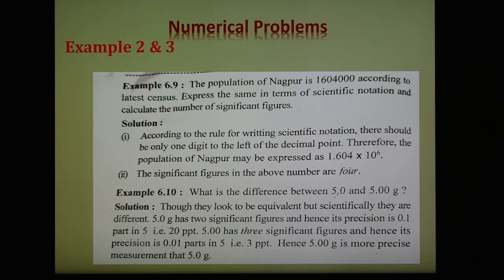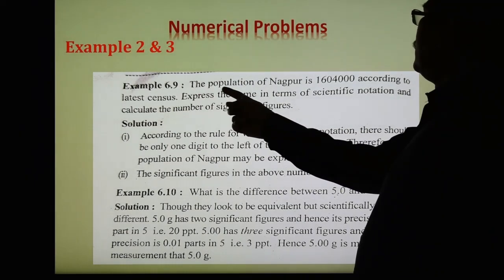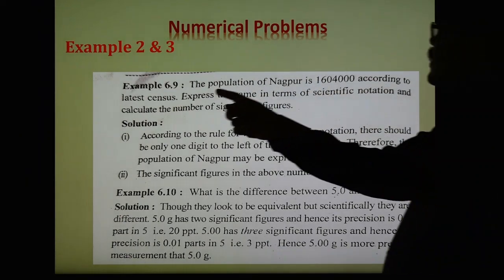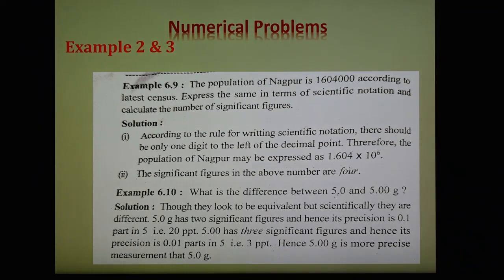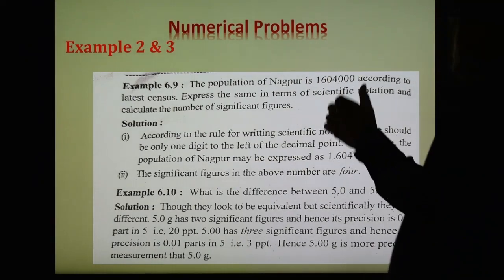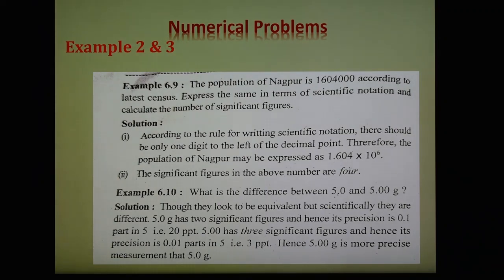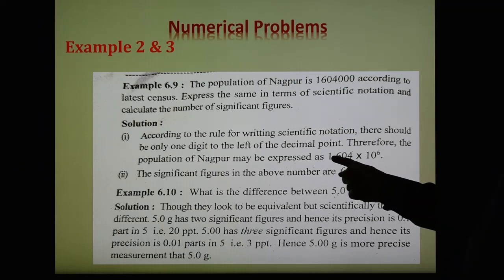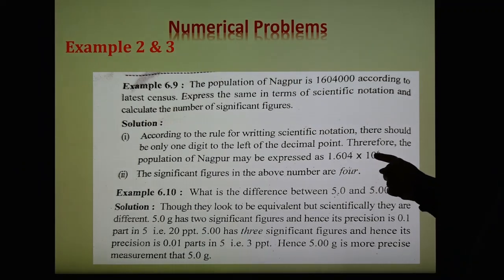This is example 1. Now example 2: the population of Nagpur is 1604000 according to the latest census. Express the same in terms of scientific notation and calculate the number of significant figures. We can express this number in scientific notation in this way: 1.604 times 10 to the power 6, and therefore the number of significant figures is 4. In this way we can calculate the number of significant figures.